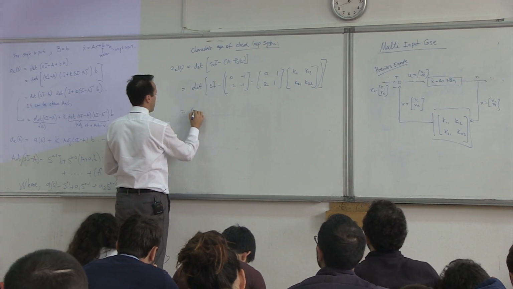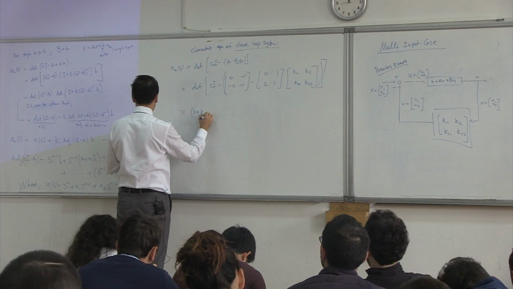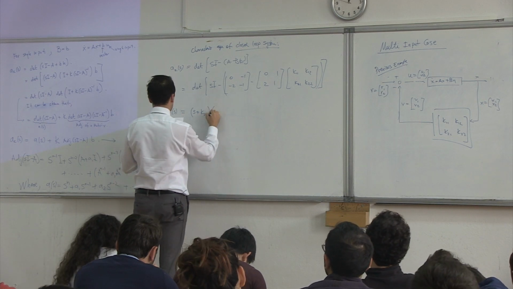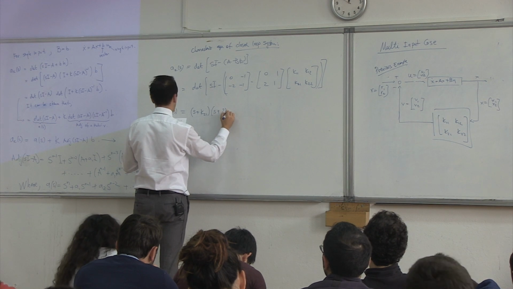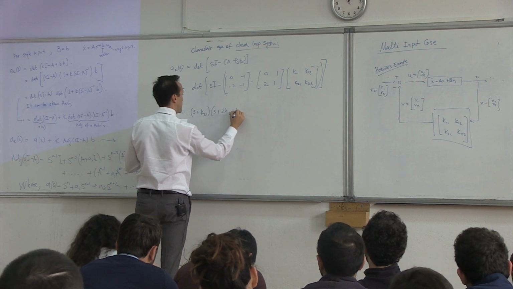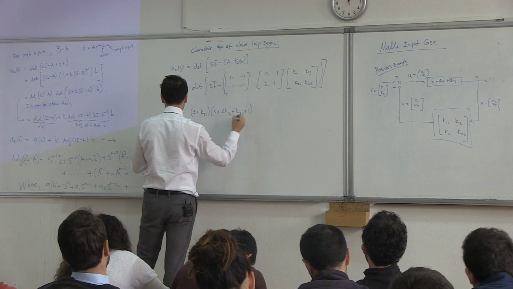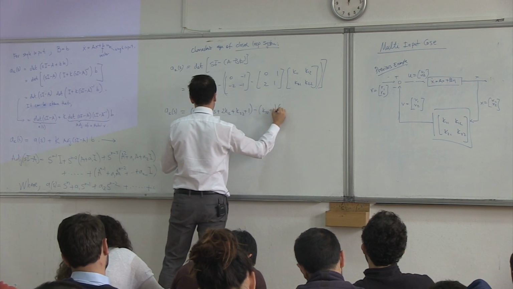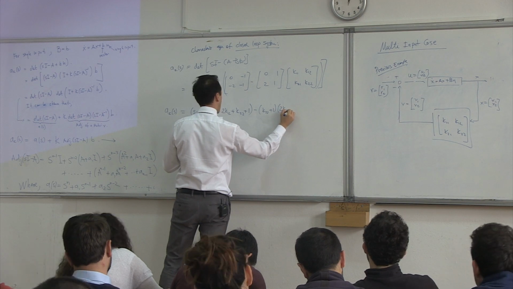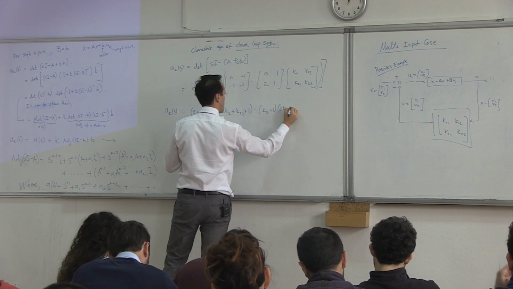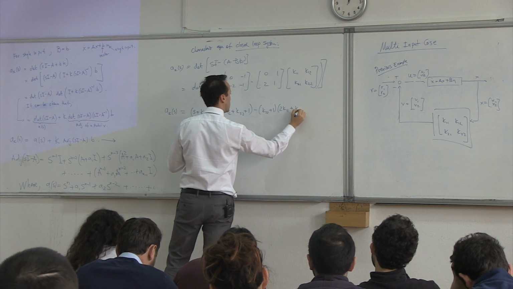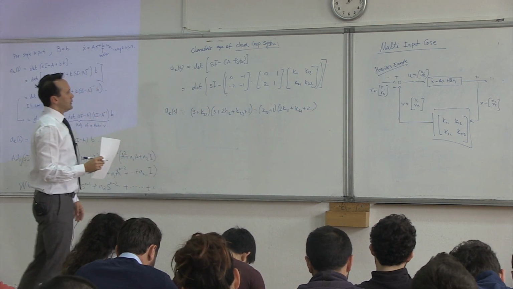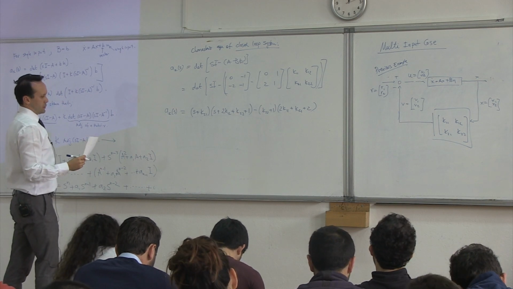You take the determinant, it will look like this: S plus K21. This is A minus BK. This is S plus 2K12 plus 2 plus 1 minus K22 plus 1, 2K11 plus K21 plus 2. Closed loop characteristic equation.